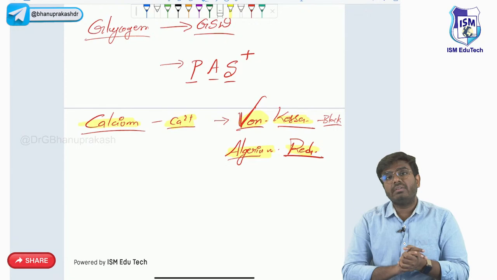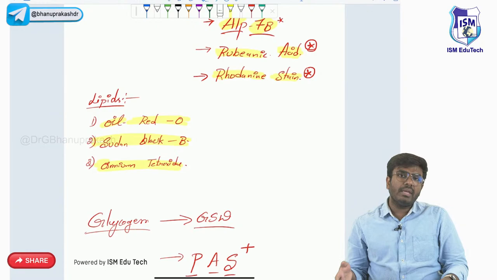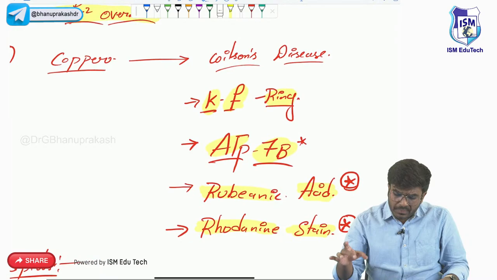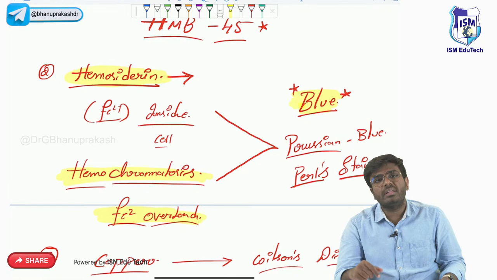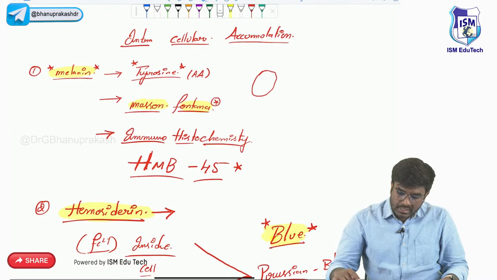Glycogen is stained with PAS, lipids are stained with Sudan Black B, Oil Red O, osmium tetroxide, copper is stained with rubeanic acid and rhodanine stain, and in hemochromatosis, iron is stained with Prussian blue or Perls stain. So these are the intracellular accumulations which I want you to remember.